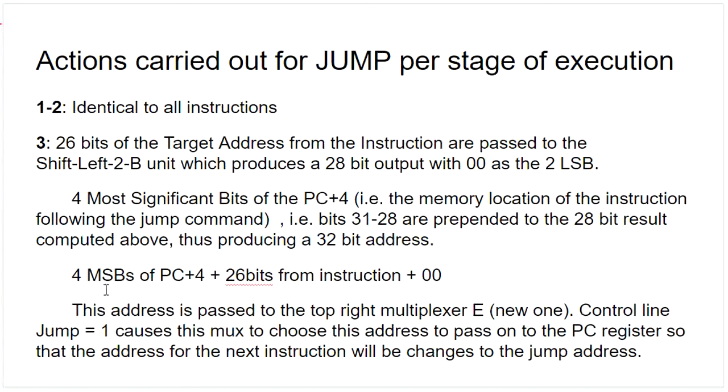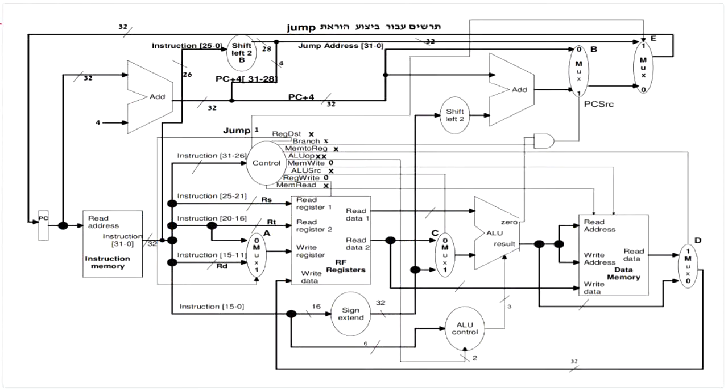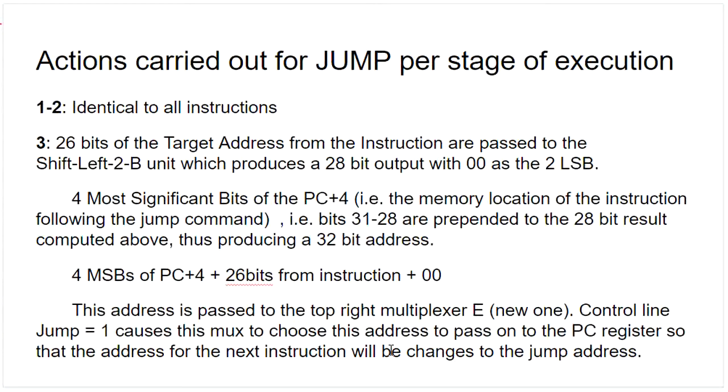And we can write that mathematically. We can say the 4 most significant bits of the PC after incrementation, plus the 26 bits from the instruction itself, plus, appended to that, this plus means append, we cut and paste on the end 2 zeros. So we've got 2 zeros, 26 bits, and then prepended these 4 most significant bits of the PC. This address is then passed to the right multiplexer, which we called E. That's just this one. It's always good to label them with letters, because then you can refer to them in your notes by those letters.